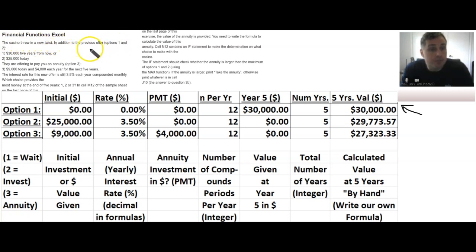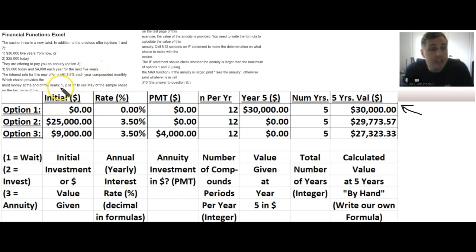In addition to previous offers of option 1 and option 2, $30,000 5 years from now, or $25,000 today, with an interest rate of 3.5% annually compounded monthly. They are offering to instead give you the option of an annuity, which is option 3: $9,000 today, $4,000 each year for the next 5 years.